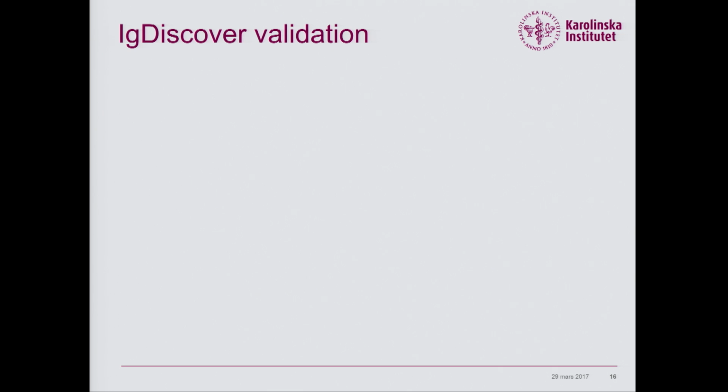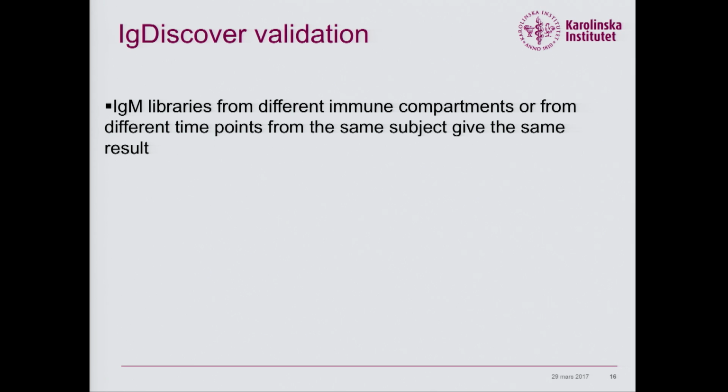We have done various steps of validations before this paper was published. Some include that we made libraries from different immune compartments from the same individual, for example, PBMCs and bone marrow, or from different time points from the same individual. And IgDiscover always generates the same end result. So whatever compartment you take the cells from or which time point you look, these are your germline genes that you're born with.